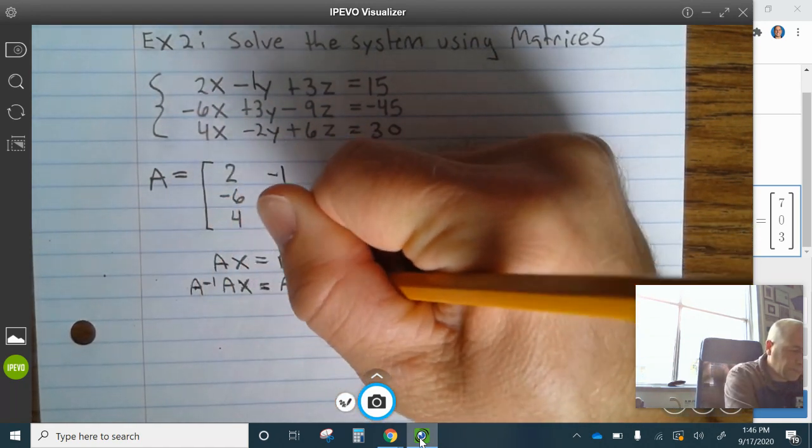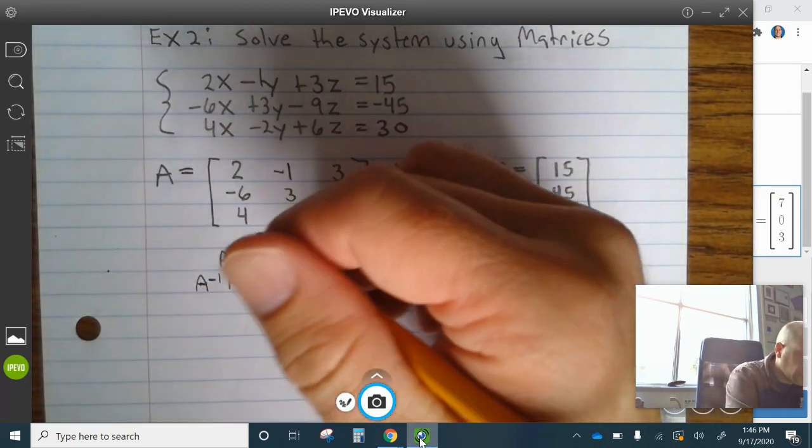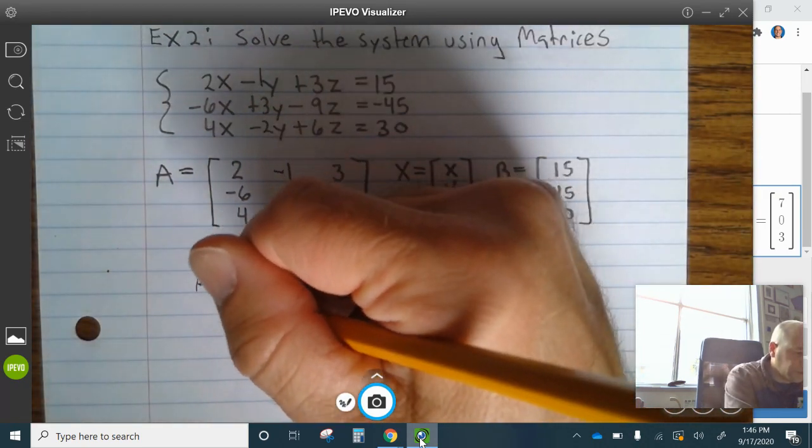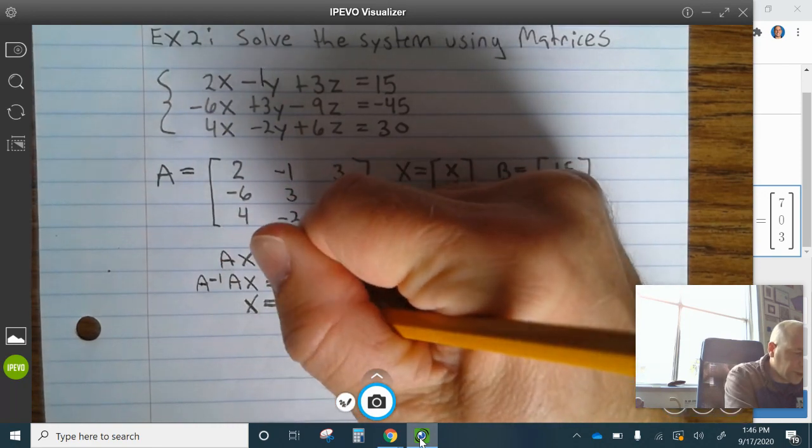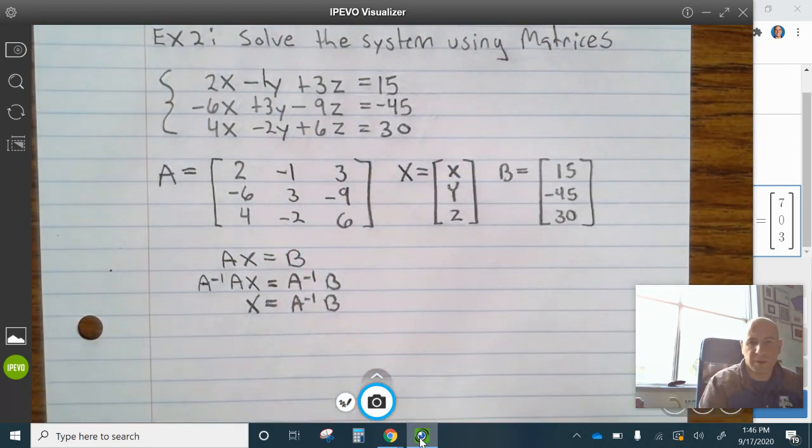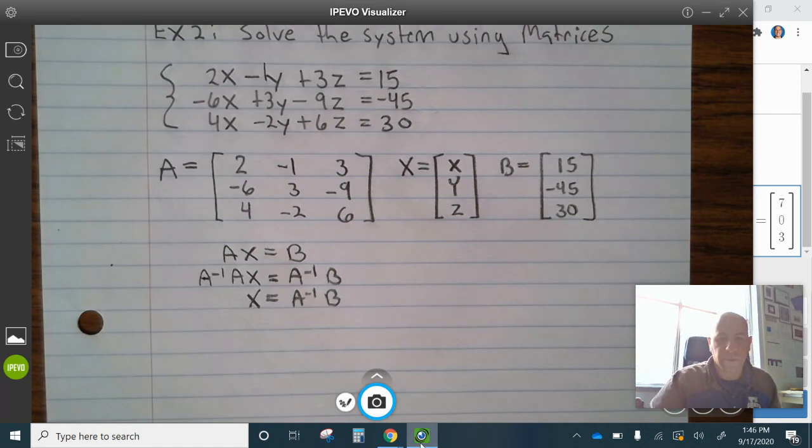All right, so then A inverse times A is 1, so it's X equals A inverse B. So let's plug that into our calculator. So let me go to Desmos. I'm going to clear this out.